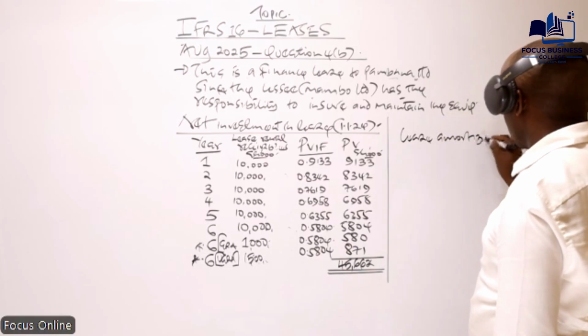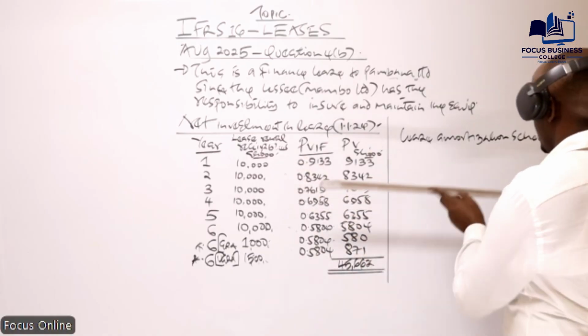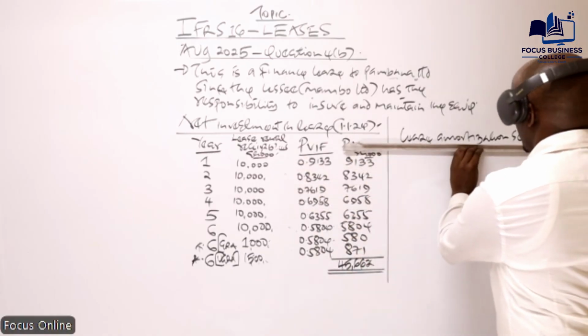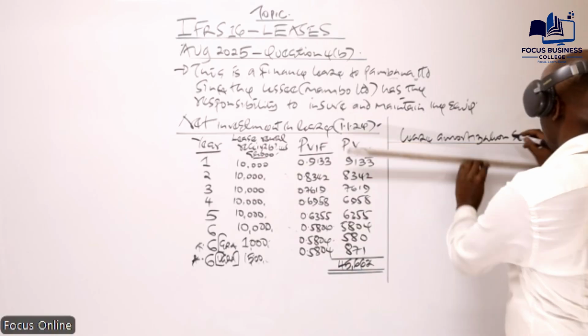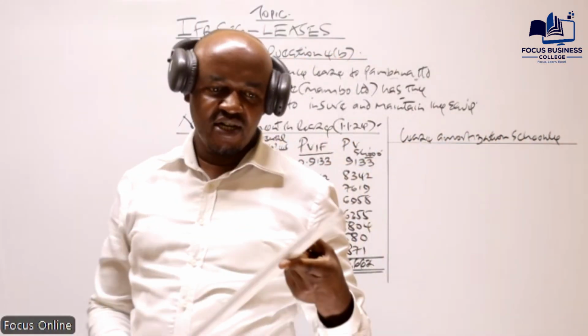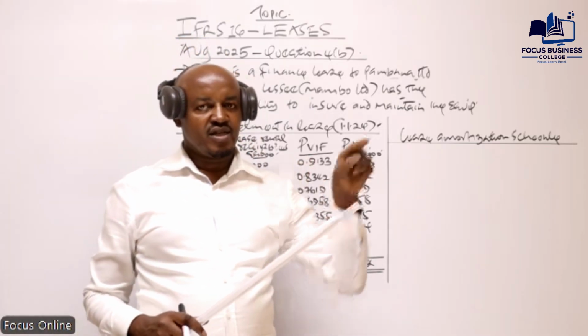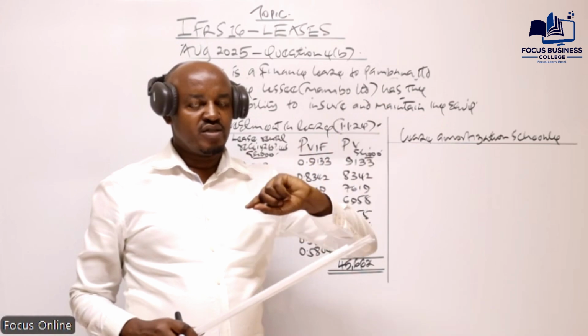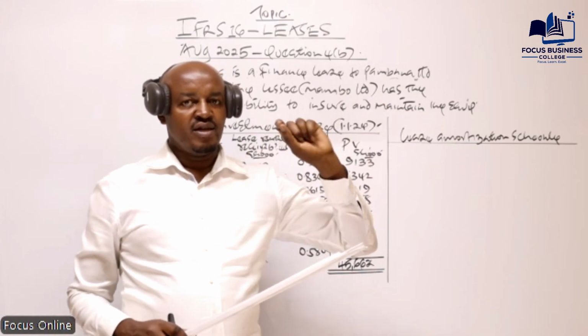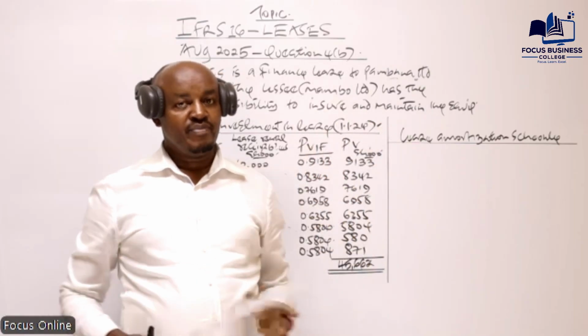There is an amortization schedule. Actually, we're going to prepare this for just 2 years because we need the net investment in the lease at the end of year 1 and at the end of year 2. Remember, the net investment in the lease at the end of year 2 will be recognized as a non-current asset. The difference between the net investment at the end of year 1 and year 2 will be recognized as what?